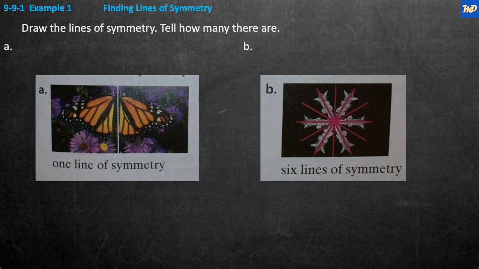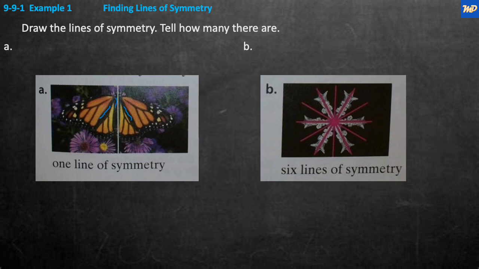Okay, example 1, finding lines of symmetry. Draw the lines of symmetry and tell how many there are. Well, in picture A, how many lines of symmetry are there? Although there are some lines going through the butterfly, like a line going through here and a line here, if you fold the butterfly's wing at this point, it's not symmetric. This will fold over here and you'll have part of a wing over here, but you won't pick up the whole body.